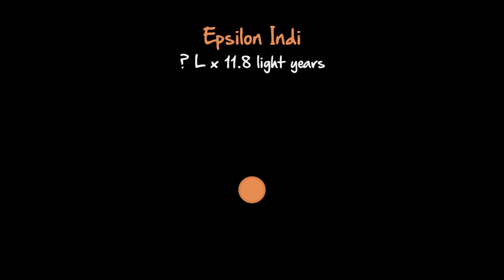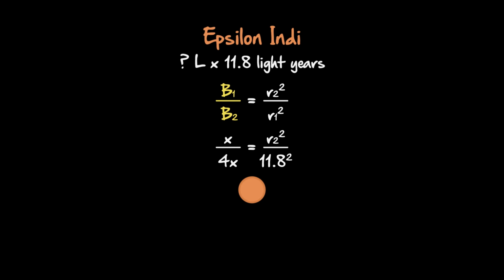Epsilon Indi has a brightness of X at distance 11.8 light-years. At what distance will Epsilon Indi have a brightness of 4X? We're going to look at the steps involved in answering this question. From the inverse square law, we can deduce that the ratio of brightness 1 to brightness 2 is equal to the ratio of distance 2 squared to distance 1 squared. So X over 4X equals r2 squared over 11.8 squared. Therefore, r2 equals 5.9 light-years, meaning that if Epsilon Indi was half the distance to the Sun that it is now, its brightness would quadruple.